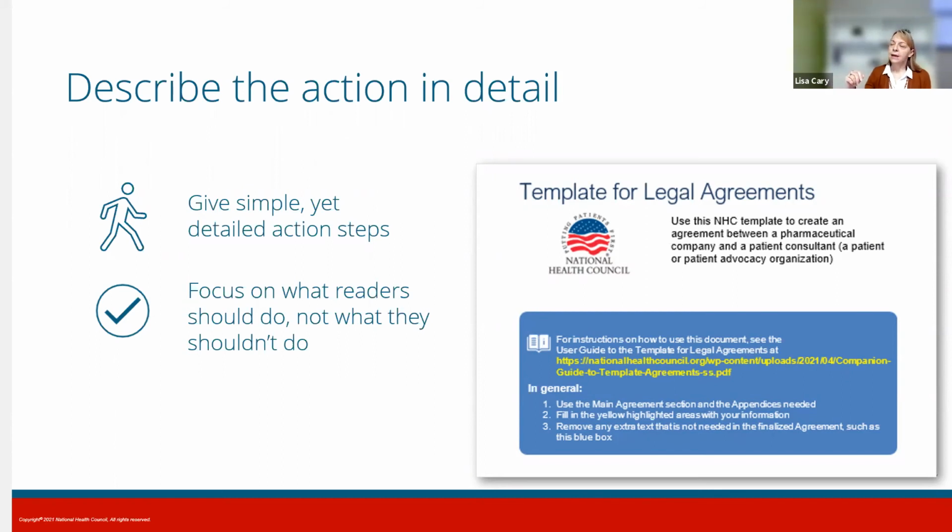For instance, saying something like, don't forget to wear a bike helmet the next time you ride your bike. Instead, tell them what they should do. Remember to wear a bike helmet the next time you ride your bike. Here's an example of numbered steps from the new NHC template for legal agreements. And you can see when something happens in sequence, we normally number the list instead of just using bullets.